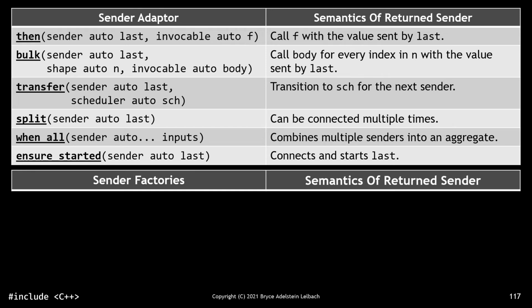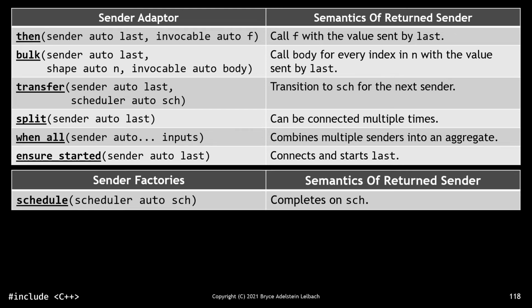Sender factories are another kind of sender algorithm. They do not take senders as parameters, but they do return a sender. Sender factories are used to start new chains and graphs. The senders they return are the root nodes. We've already seen one scheduler factory, schedule, which returns a sender that completes on the specified scheduler. The returned sender doesn't send values or represent any actual work. It's just a handle you can use to compose work on the scheduler.